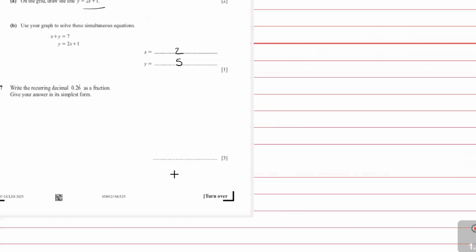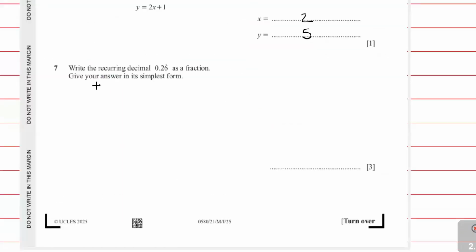Next question number 7. Question 7, write the recurring decimal 0.26 bar as a fraction. Give your answer in simplest form. Firstly, we will suppose that x equal to 0.26 bar and next we will write this number 0.2666, and it shows that this digit is a recurring digit.